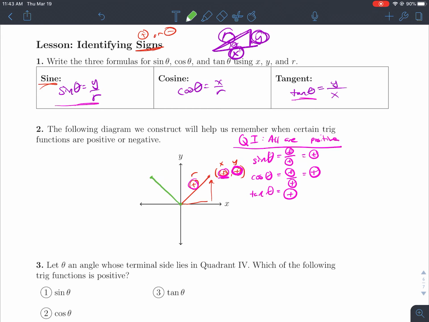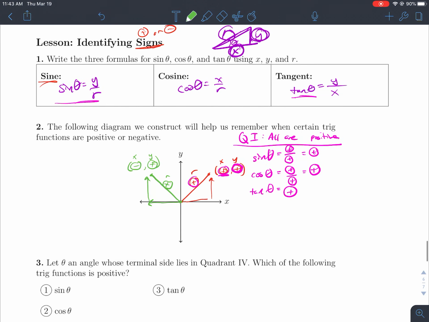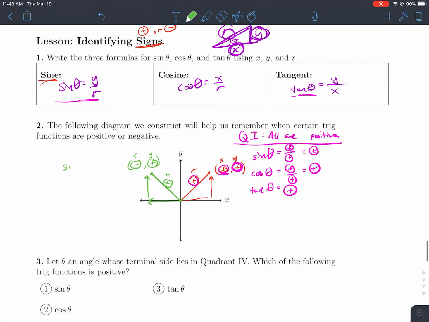If we flip things to quadrant 2, in quadrant 2, our x-coordinate, because we're going backwards, is going to be negative, and our y-coordinate is going up still to get to that point, so that's positive. We also know that r is always a positive number. So let's think about, in addition to the signs that x, y, and r have, the signs that our trig functions will have. So in quadrant 2, let's see what happens. Sine of theta is equal to y over r always, so y over r, positive divided by positive is positive.